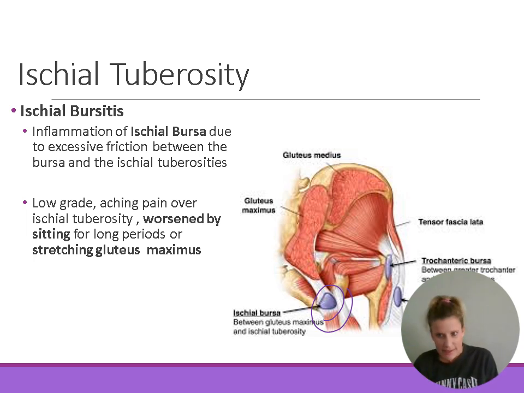Ischial bursitis is common in cyclists. If you picture a cyclist, not only do they have a constant or frequent contraction of the gluteus maximus, which lies over that bursa, but they're sitting for a very long period of time. As they sit and move their legs, the bursa are rubbing. There's a lot of friction between your tuberosities and the seat itself. So in long distance cyclists, this is very common.